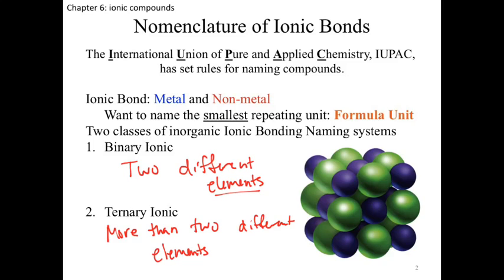So one of the things that you'll see pop up is this word formula unit. That's really just a trigger that you're looking at an ionic compound. Because ionic compounds have a very repetitive structure, you'll notice that we've got a blue ball and a green ball alternating. That uber repetition makes it difficult to name the entire structure, so we just name the smallest piece of it.